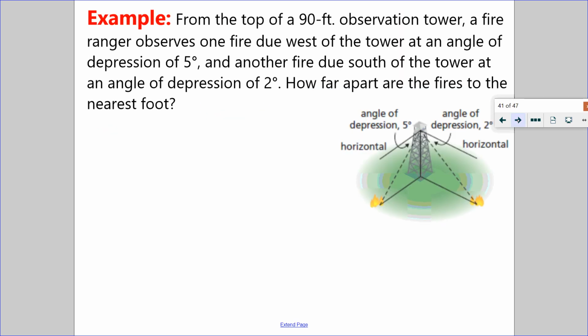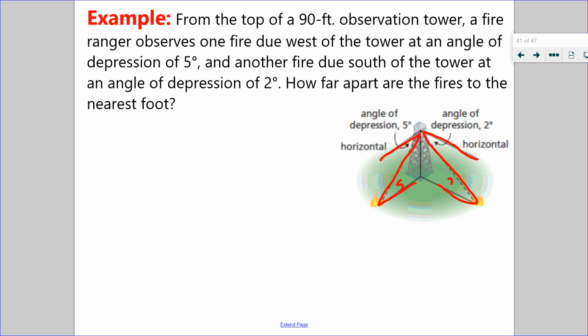So here's an example. We have this tower, and a fire ranger is looking at a fire due west and another one due south. So here are the angles of depression. From his line of sight, he's looking down at one fire at 5 degrees and down at the other fire at 2 degrees, and we want to know how far apart these fires are. If you look at the diagram, the angle of depression of 5, using that Z property, is the same as the angle of elevation there. Same thing here, angle of depression of 2 using those Z angles, I know that this is also an angle of 2.